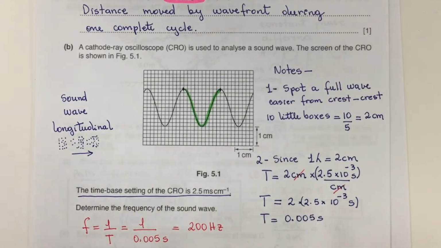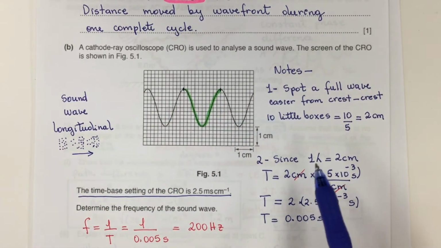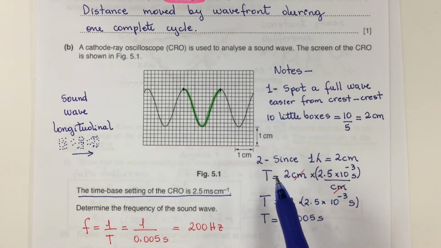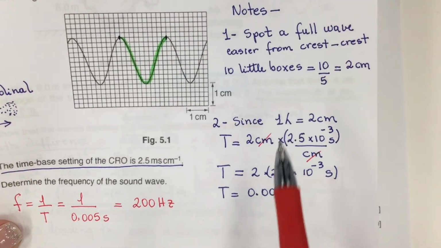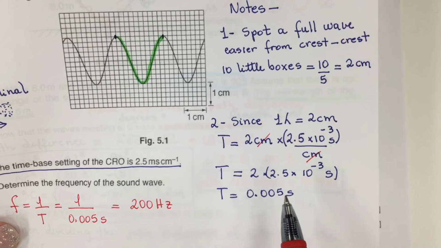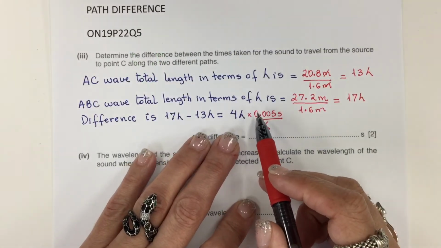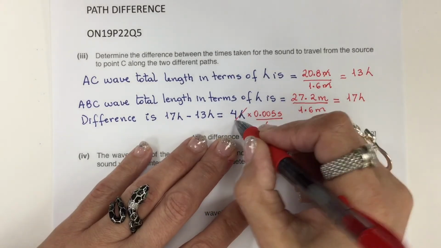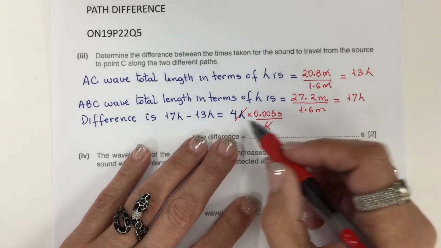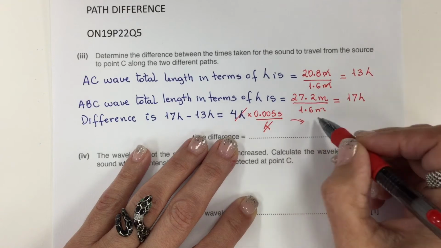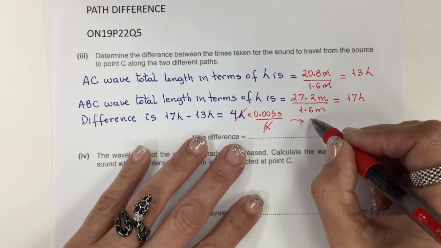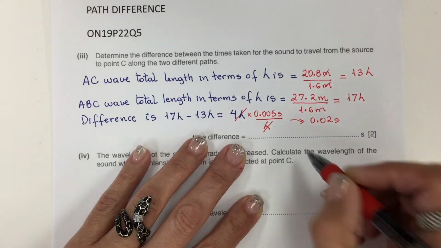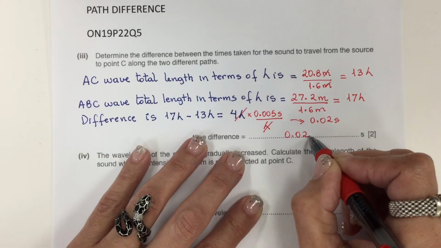Let's go back from the beginning. One wavelength from this CRO indicates that is equal to the period. So one wavelength is equal to the period. So the period of one single wavelength is 0.005 seconds. So 0.005 seconds corresponds to one wavelength. So now what I'm going to do is cancel this out, and 4 times this number should give us the difference in seconds of 0.02 seconds. And this is the answer, 0.02 seconds.